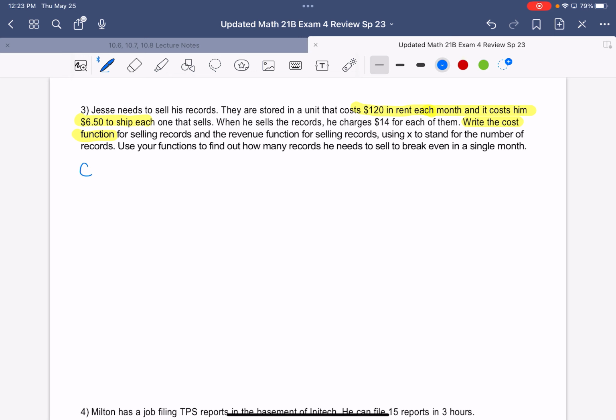So I'm going to do cost equals, right? We use C for cost. So cost equals the $120 he for sure has to pay in rent plus the $6.50 per record it costs to ship. Does that make sense? That setup. Okay. So that was part of it.